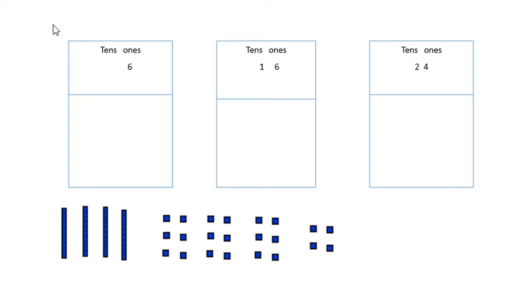Next, we're going to look at how we can show these numbers using dienes. So I've got some numbers here. Let's start with the first number. I've got the number 6 here. Now remember, because this is a 1-digit number, there's no tens, only ones. So if I look at the number 6, I've got 6 ones here. And what I'm going to do is get some of these dienes here to show what 6 looks like if I use dienes.